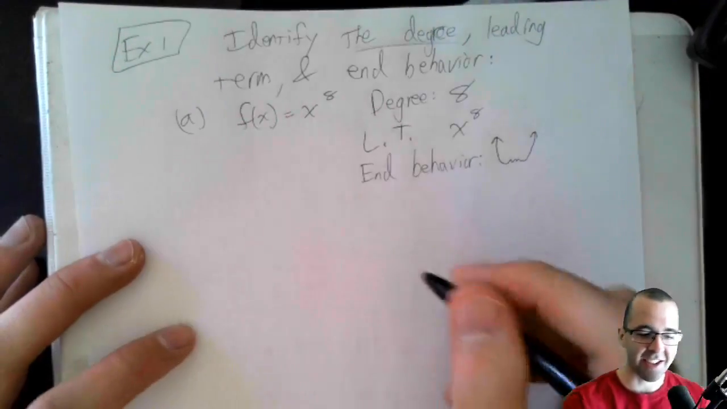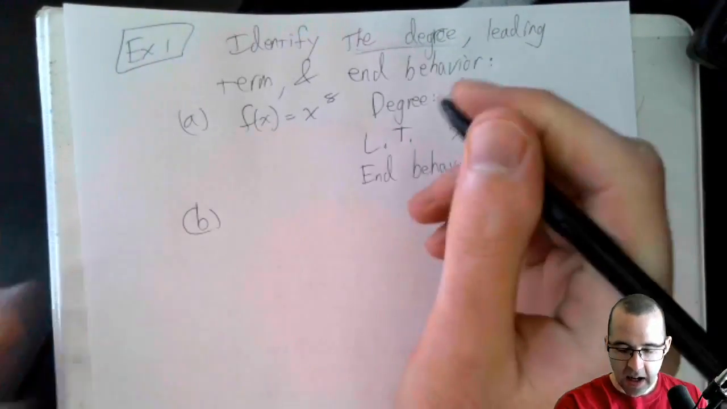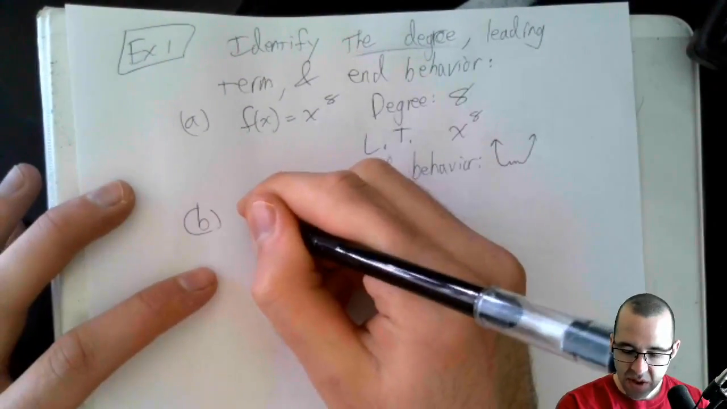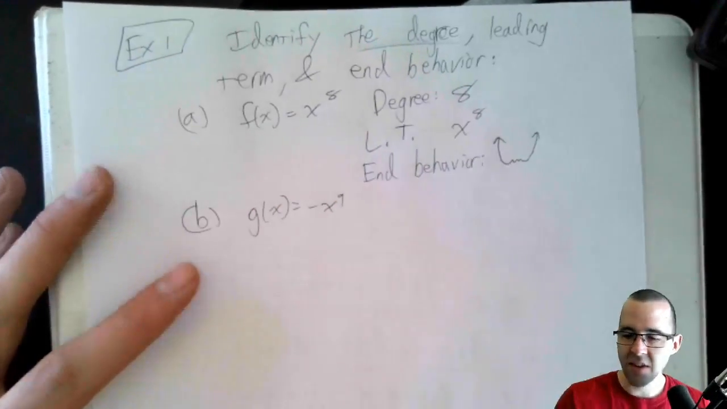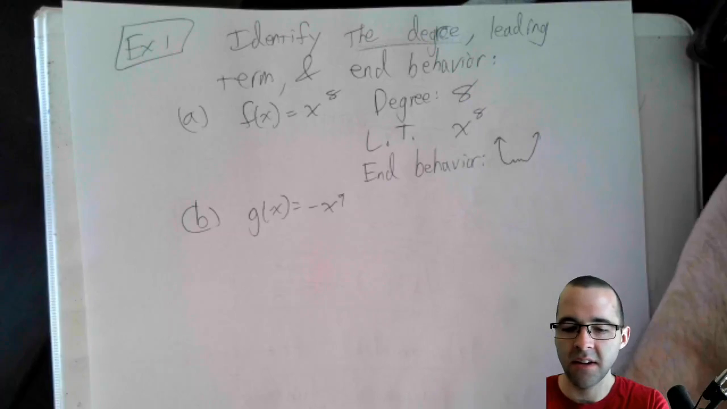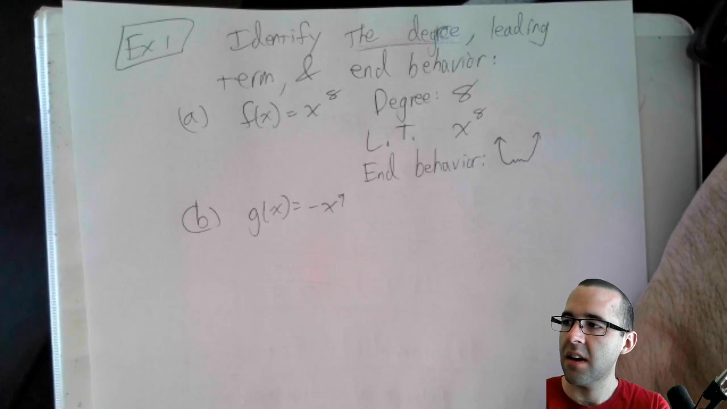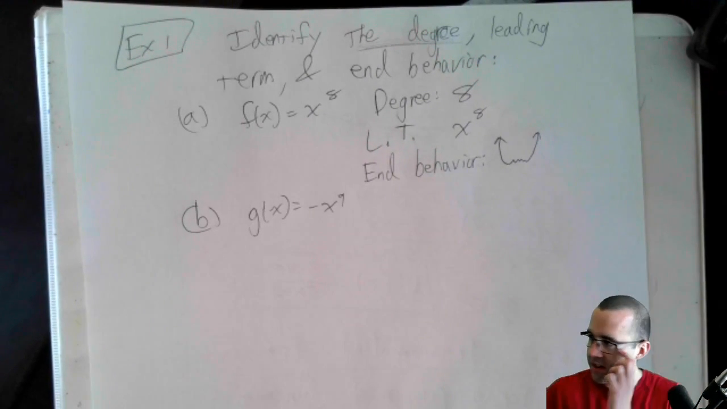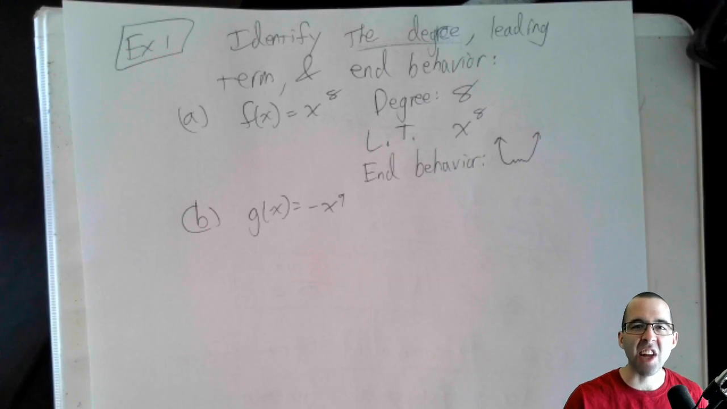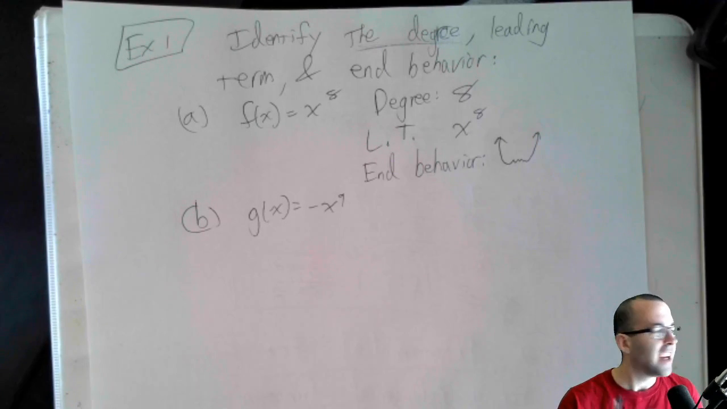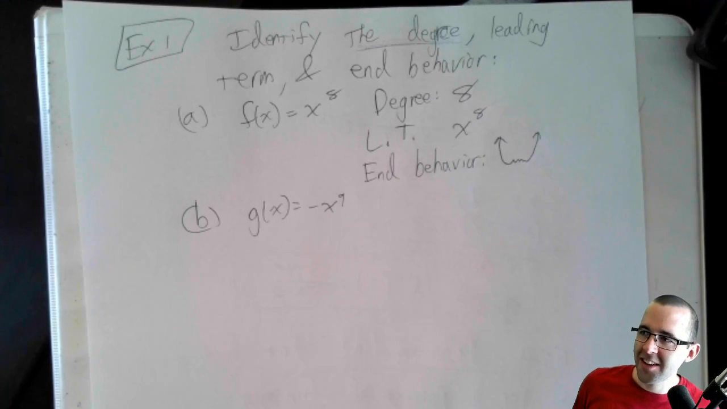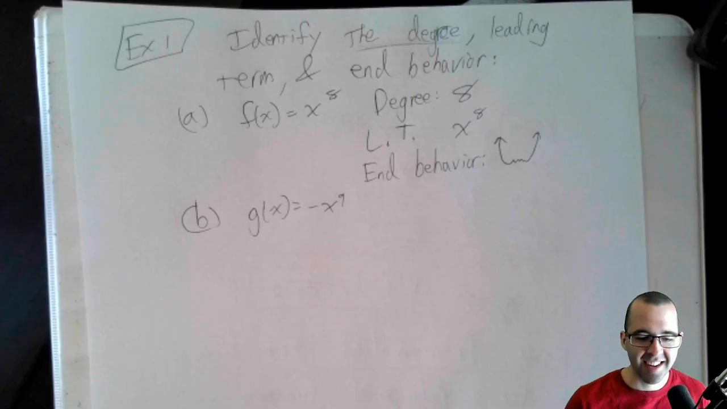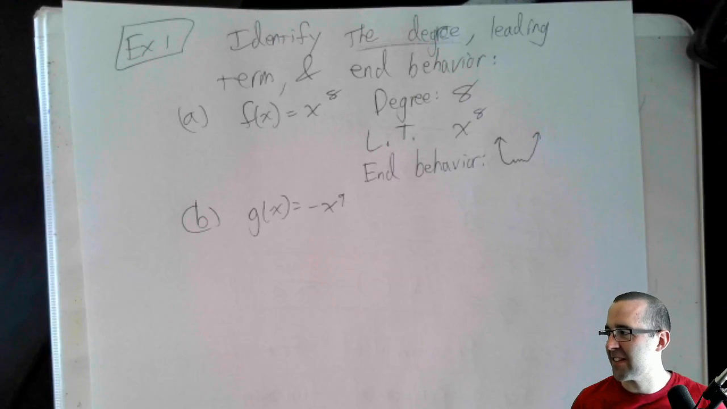Okay, so that's how you solve these. All right, so let's do it again with g of x equals negative x to the ninth. You want the graph thing? There's the link. If you want to play with math at home, graph your night away, www.desmos.com.